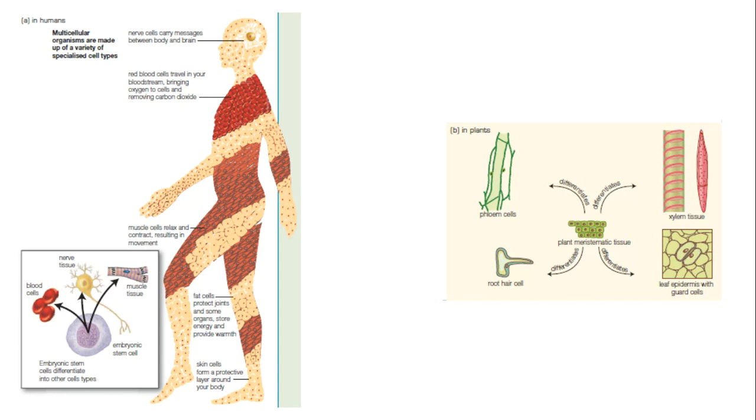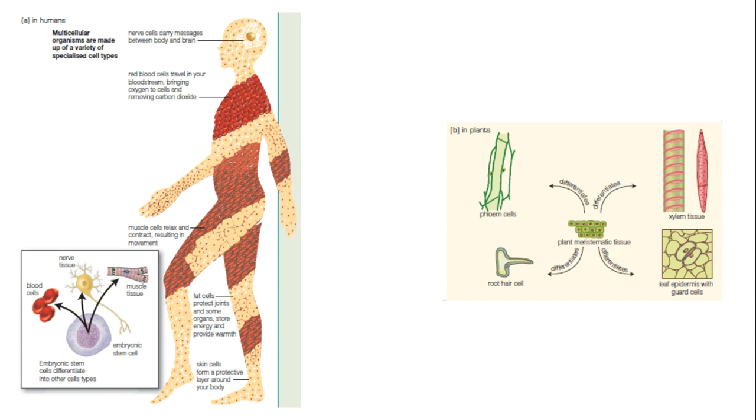So we can see here that multicellular organisms are made up of a variety of specialized cells. So we can see there's nerve cells, blood cells, muscle cells. Each of these have differentiated from the embryonic stem cell to produce the different parts of the body, and over time, this continues to happen to replace cells that have lived out their lifespan.